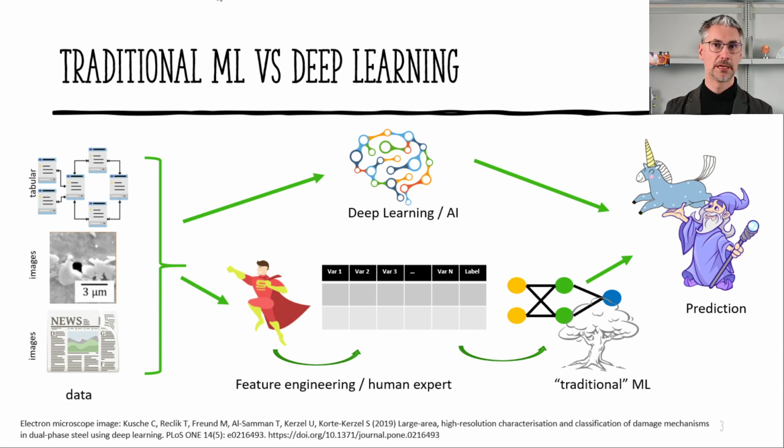And if we already start from a table, we can also invent new variables. And this is then fed into a machine learning algorithm, for example, a decision tree or a small neural network, and out comes the prediction.